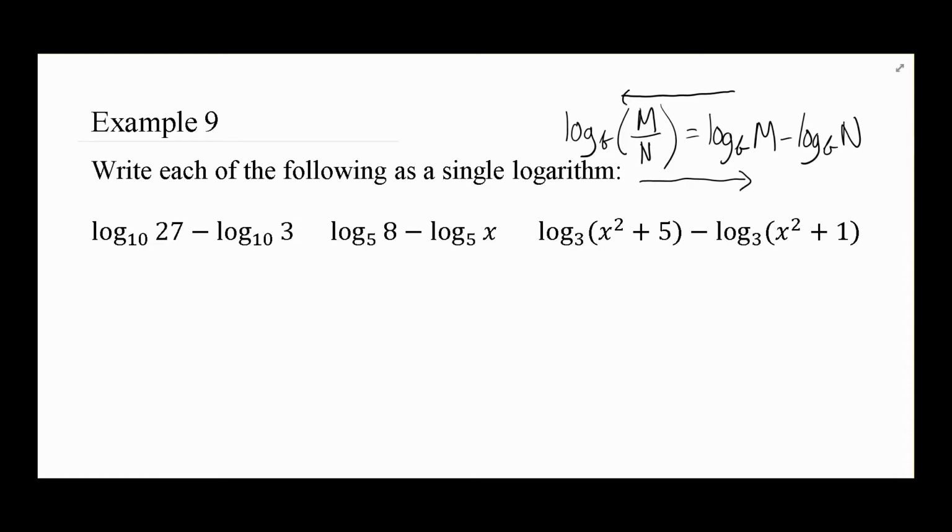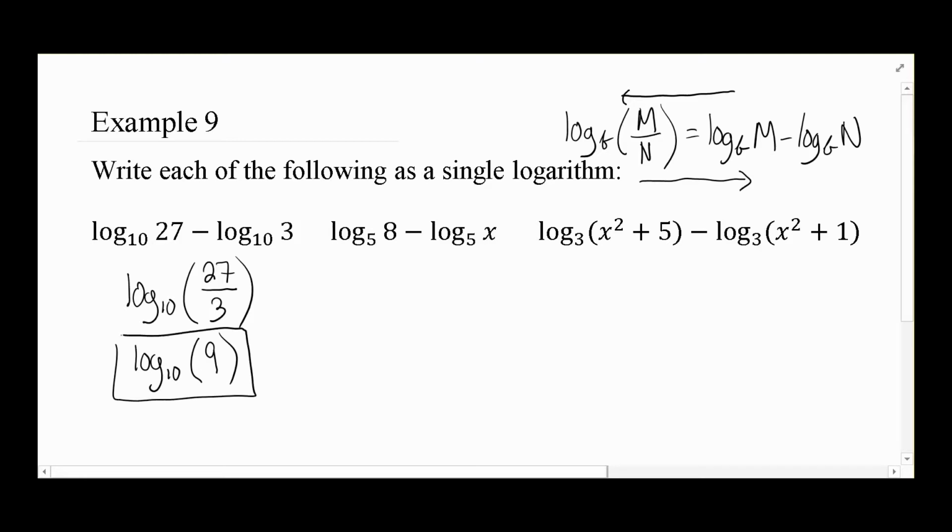And so in doing so, it's important to get this in the right order. The first thing, the thing to the left of the subtraction sign, is what goes on top. And the second thing is what goes in the bottom. And then we can actually do that division. 27 divided by 3 is 9. And there's our single logarithm.